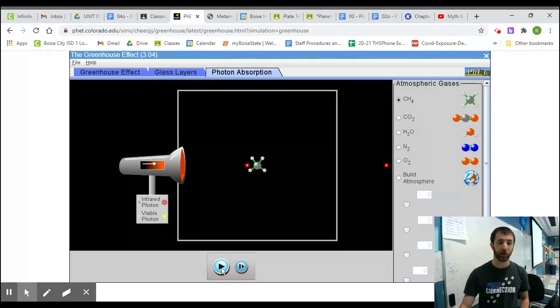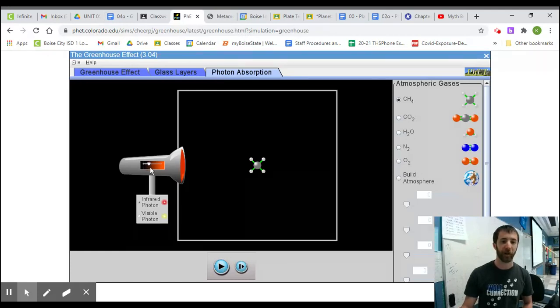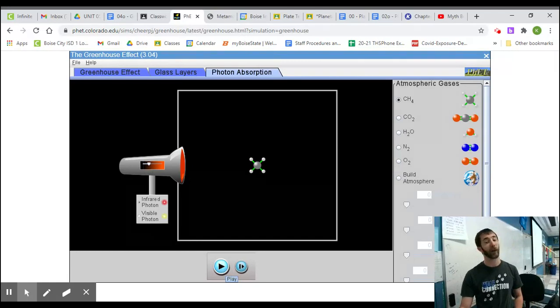At this point, go ahead and make sure that you have your data table set up and ready to go. And we're going to start counting our way to 50, starting with methane. Here we go. Again, you are counting how many are absorbed. That is how many interact with the molecule.